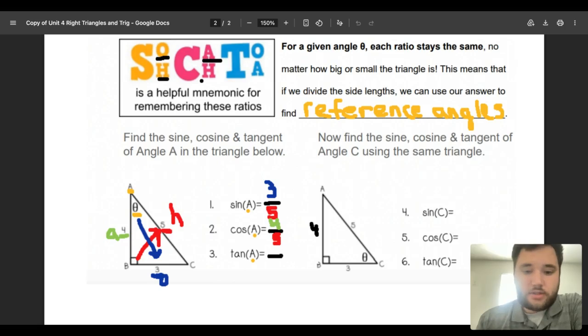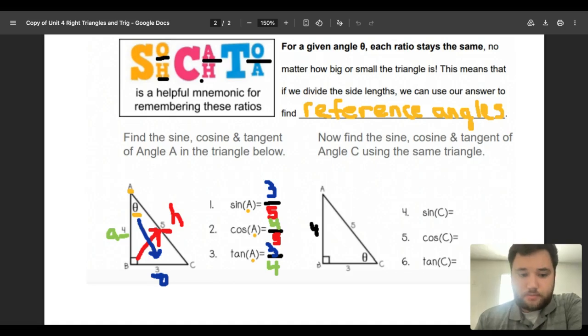And for my last one, tangent of A, we have opposite over adjacent. So I'm going to put that opposite side 3 over my adjacent side 4. And boom, I just found the 3 ratios for this problem: 3 over 5, 4 over 5, 3 over 4.